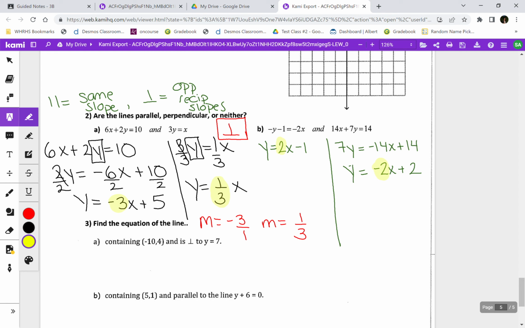Okay, so if you manipulated these equations to put them in slope-intercept form, you should have gotten y equals 2x minus 1 and y equals -2x plus 2. How many people adjusted the equations properly? Excellent. All right, so we got a 2 and a -2. Parallel, perpendicular, or neither? Neither, you got it.